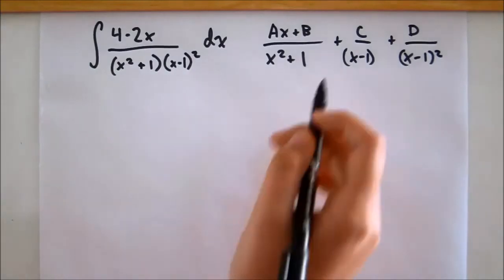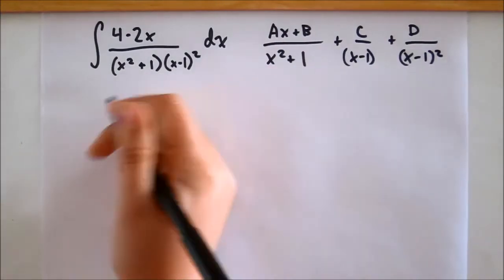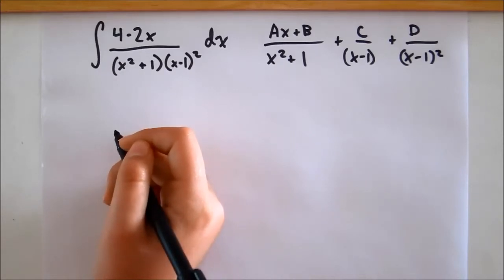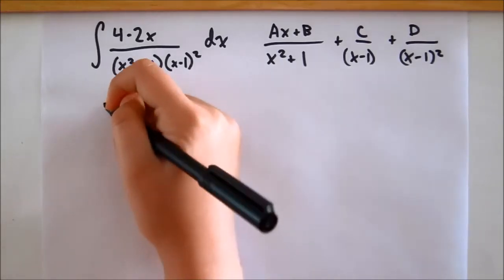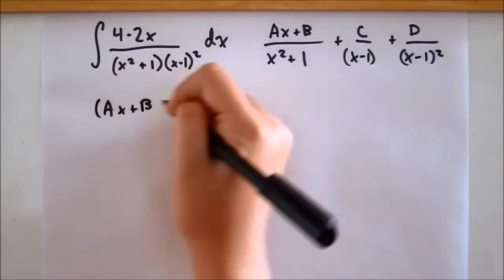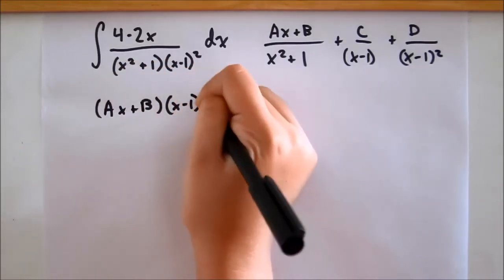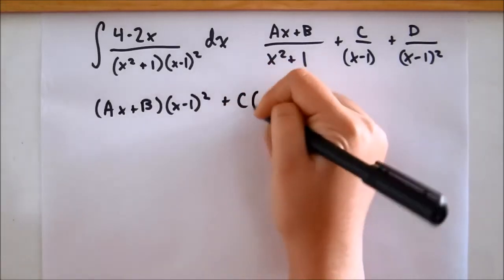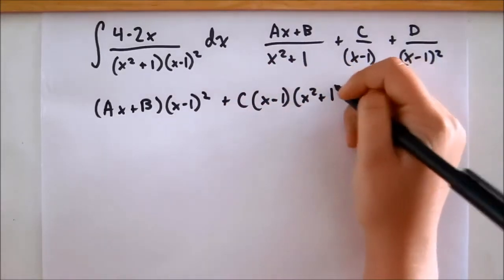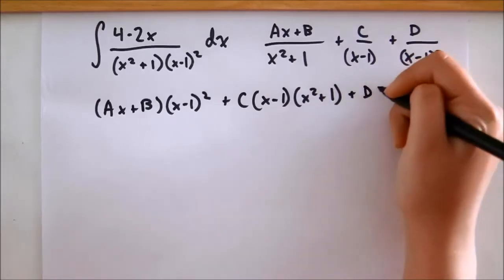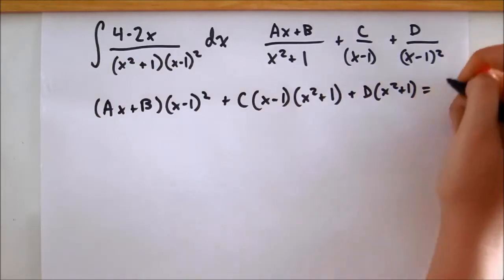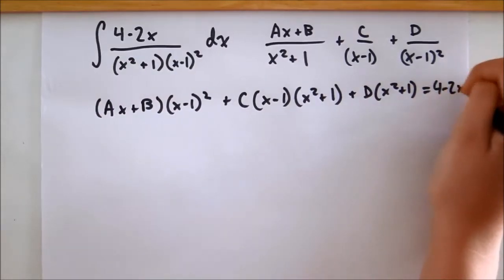So now you can see we have four variables to match the 4 degrees in the denominator of the original problem. Now we multiply it out so that they all have a common denominator, and we set it equal to the numerator of the original equation as we did in the first problem. So you get (ax plus b) times (x minus 1) squared plus c times (x minus 1) times (x squared plus 1) plus d times (x squared plus 1). And that all equals the numerator of the original, which is 4 minus 2x.